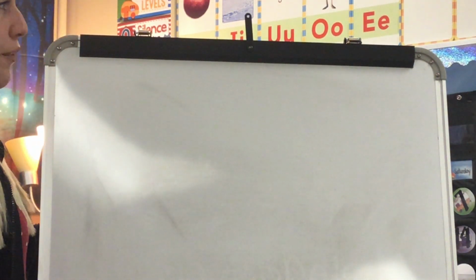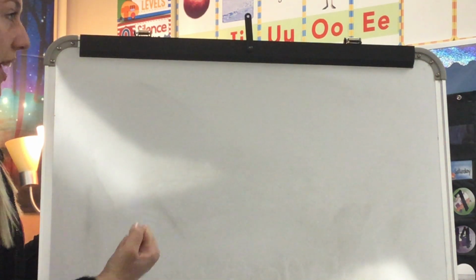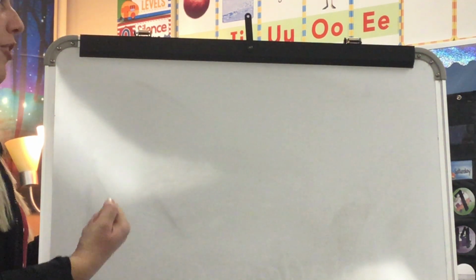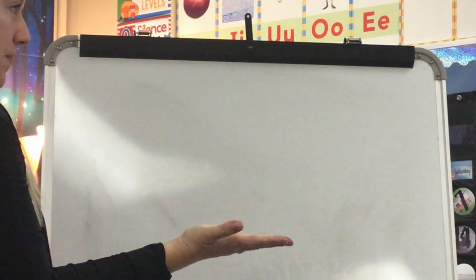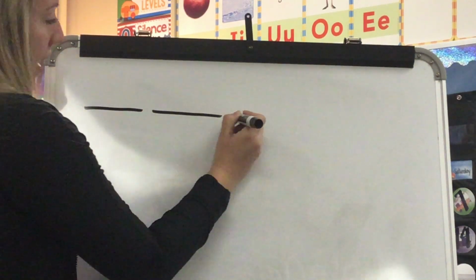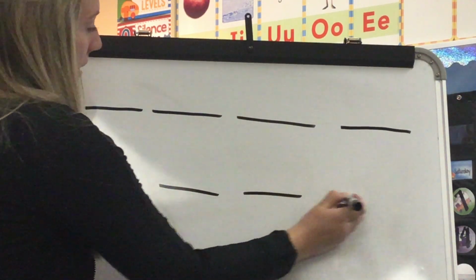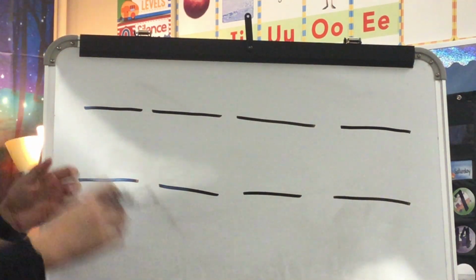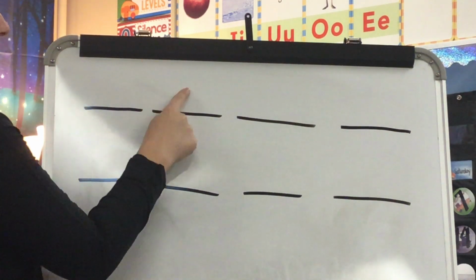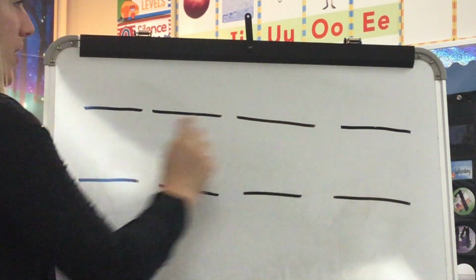Time for our sentence. Our sentence today is, the five pals came late to the game. Repeat after me. The five pals. Came late to the game. The five pals came late to the game. Let's write our lines. The five pals came late to the game. Say your sentence once more with me. The five pals came late to the game.